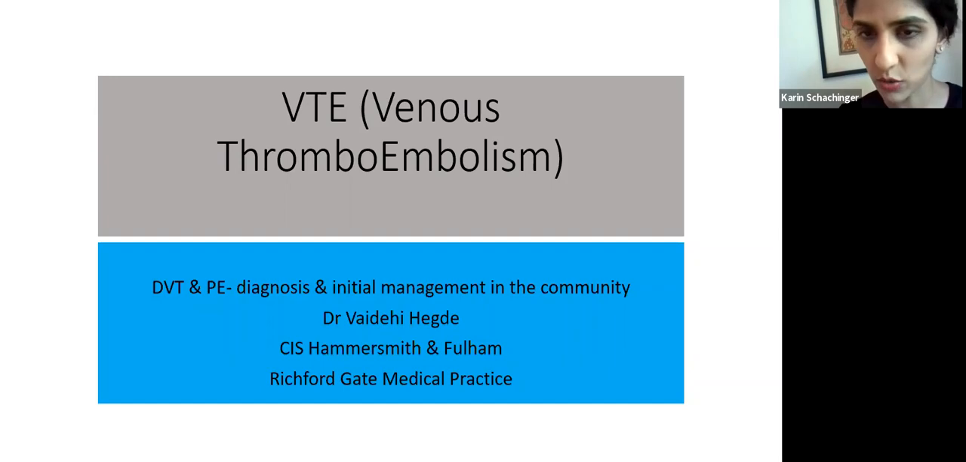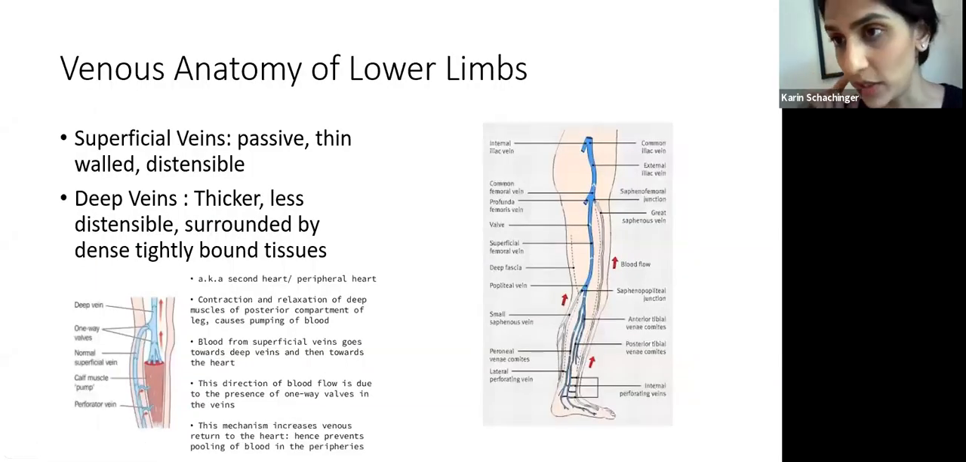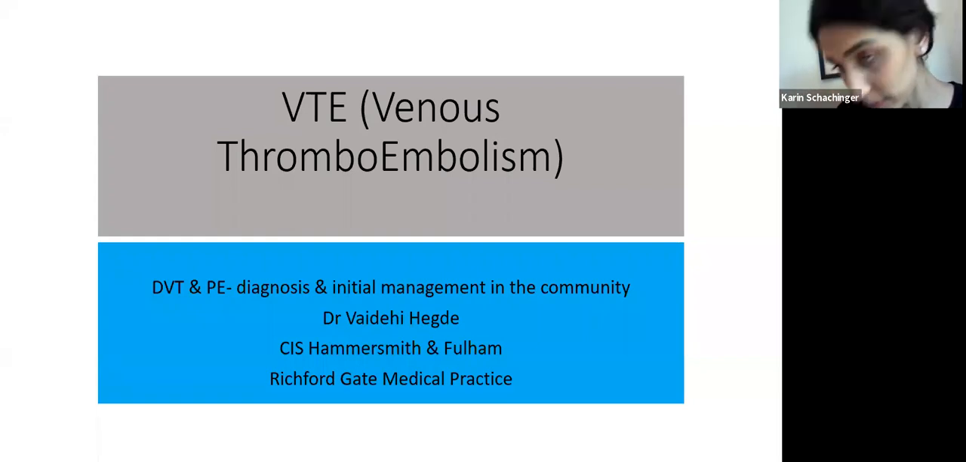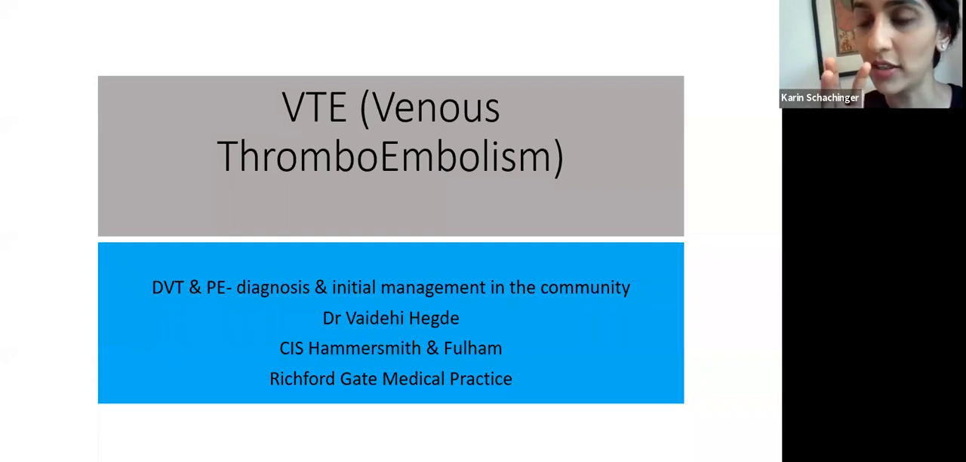So let's start with the venous anatomy. First, what is VTE? It's venous thromboembolism. We've heard that word constantly, and I'm going to break it down so you can understand exactly what each of those bits of that word means. There's 2 aspects to VTE. Basically it's a clot in a vein, right?